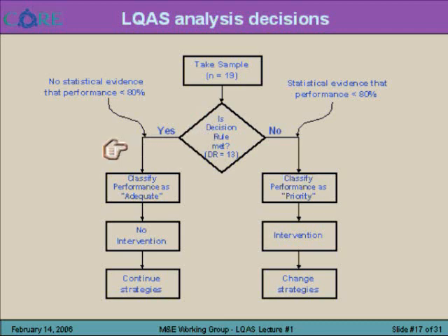As you can see on the left-hand side of this diagram, if the performance is classified as adequate, then no additional intervention is needed, and the decision would be to continue the strategies being used. On the other hand, if the performance is classified as priority, then an intervention will be needed in order to change or correct the strategy so the supervision area for a particular indicator being assessed can become adequate after the intervention. Let's take a look at an example to help us understand this decision tree and analysis.